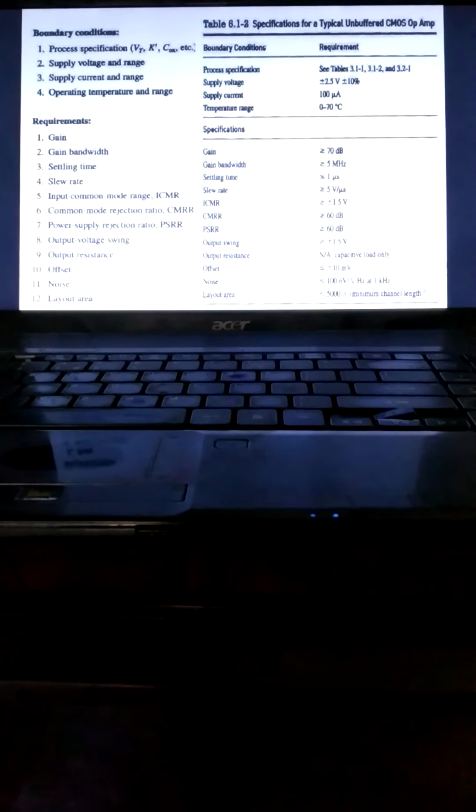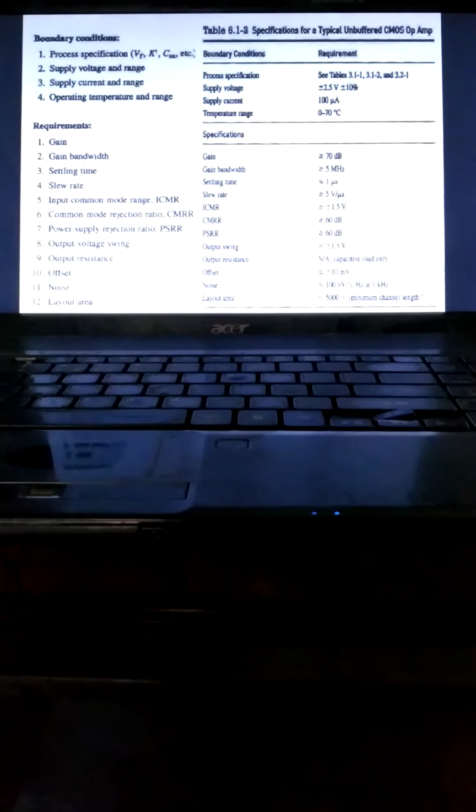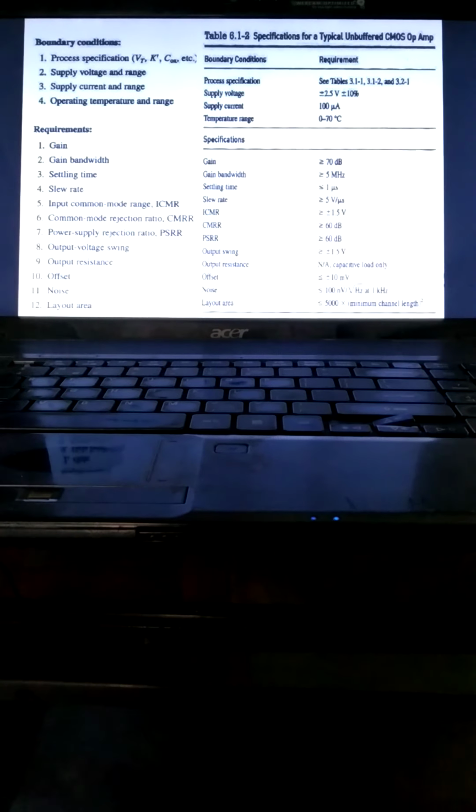Now, what are the requirements? There are 12 requirements. What are the 12 requirements? The first one is gain. Second, gain bandwidth product, settling time, slew rate, ICMR (input common mode range), CMRR (common mode rejection ratio), power supply rejection ratio, and output voltage swing, which is required for the measurement of the slew rate.